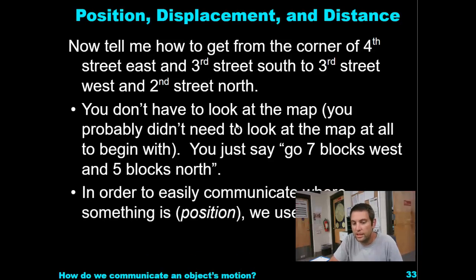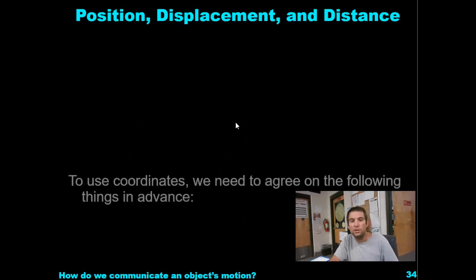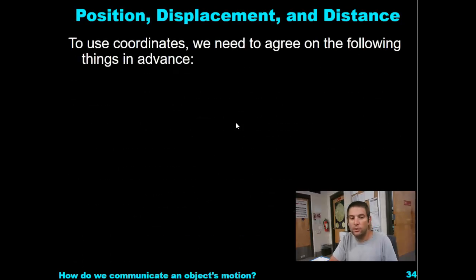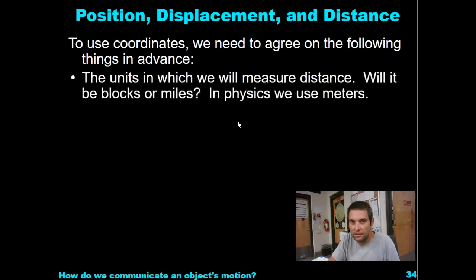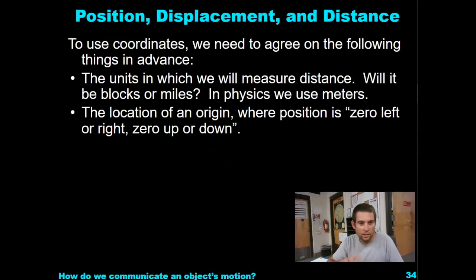In order to communicate where something is, or its position, we're going to be using coordinates often. To use coordinates, we need to agree on the following things before we get started. So just a few things that we need to have. The units that we're going to be using, is it going to be blocks, miles, kilometers, meters, inches? In physics, we'll always use meters. In AP Physics, you don't have to do a whole lot of converting. So you'll be given something in kilometers or in meters, or perhaps something really big where we would just convert between the two.